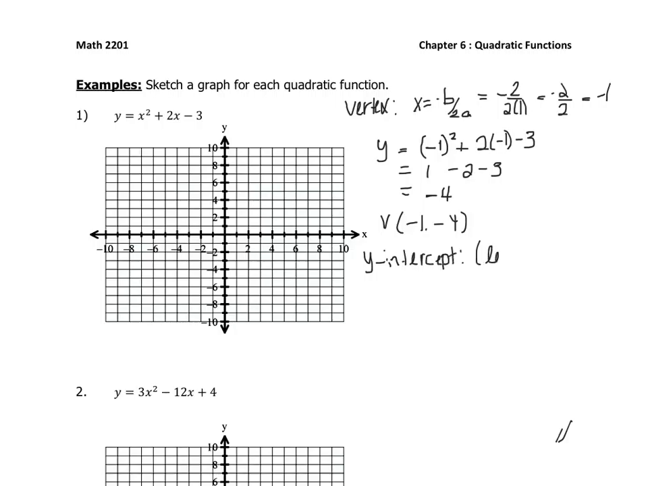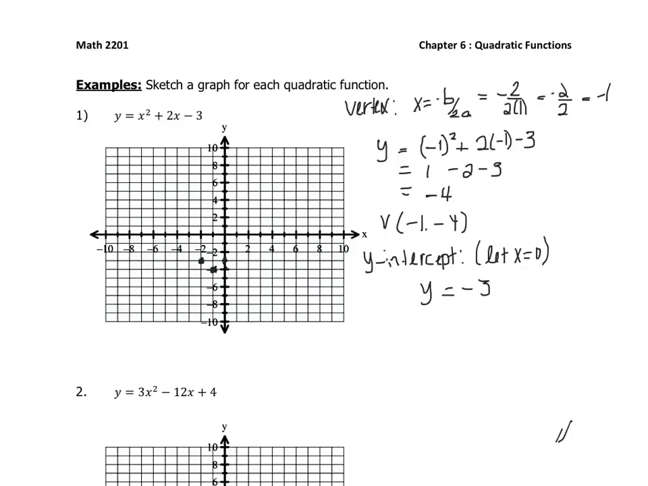Then we can use our y-intercept. To get the y-intercept, you just let x be 0. Or in this case, because it's in standard form, it would just be the c value. So y equals negative 3. If we plot those points, we've got negative 1, negative 4 right here, and then 0, negative 3 on the y-axis. Using symmetry, if you go over 1 to the right and up 1 to get the y-intercept, then if you start at the vertex and go over 1 to the left and up 1, there should be another matching symmetrical point for that y-intercept.